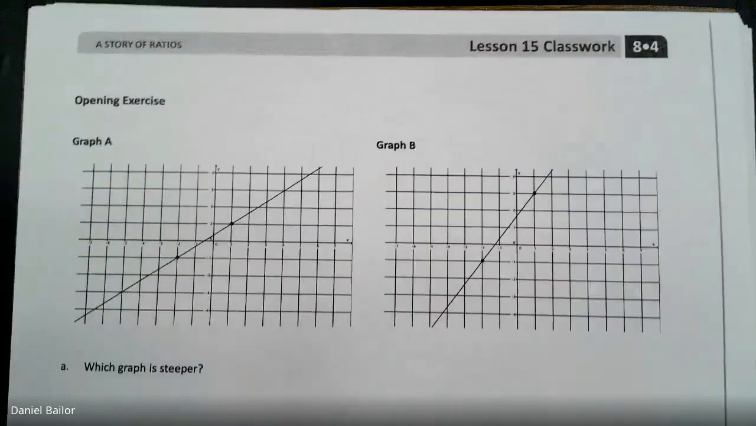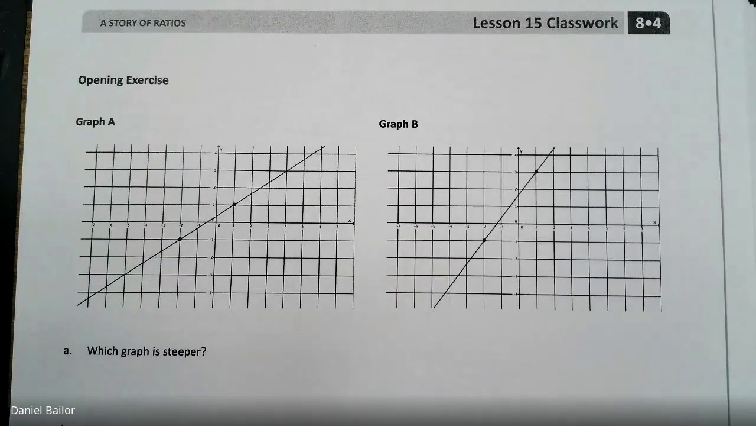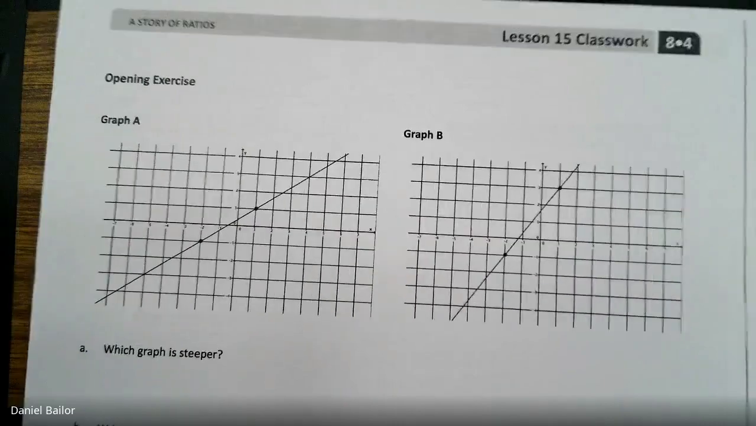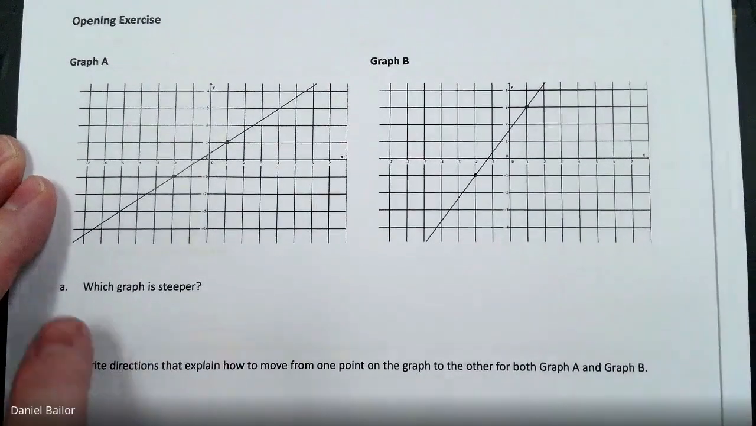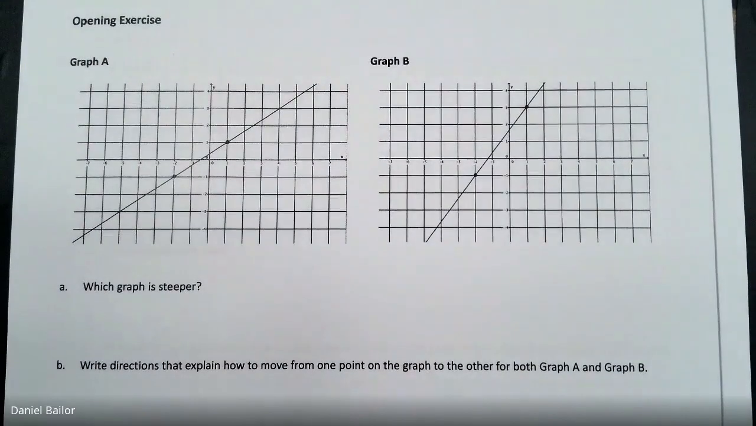So here we go. Page 155 is the opening exercise. They gave us 2 graphs, graph A and graph B. And they're asking us, part A right here, which graph is steeper? Well, which graph is steeper means which graph changes the fastest. So in other words, to think about steepness, which one would be easiest to hike on? Which one would be easiest to hike up?